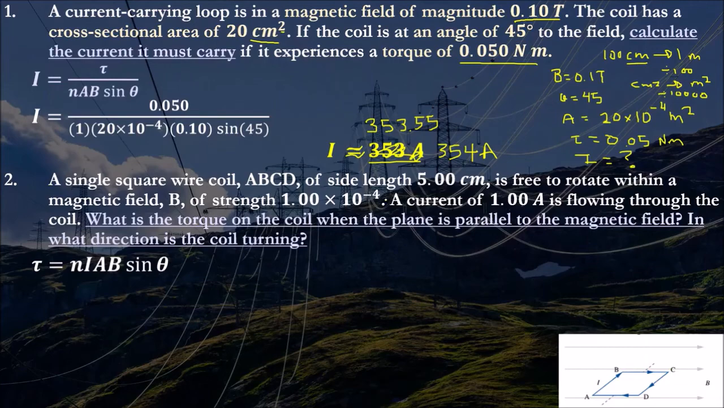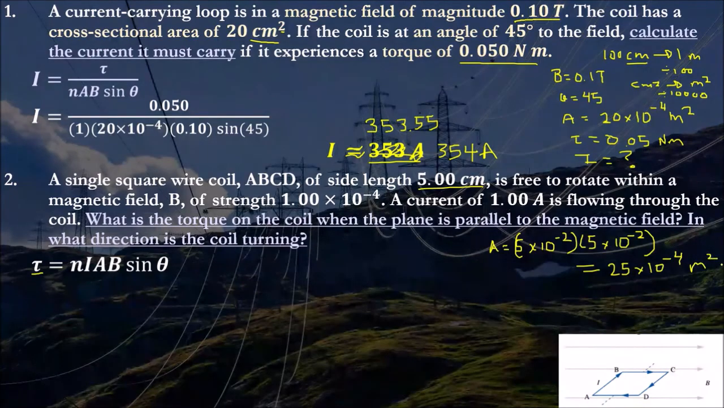Question 2. This time we're looking at the amount of torque being generated, and we also need to look at the direction of rotation. So let's see. We have side lengths of 5, so the area, if I convert that, is 5 times 10 to the minus 2, and I do that twice because it's square. So overall I get 25 times 10 to the minus 4 meters squared.